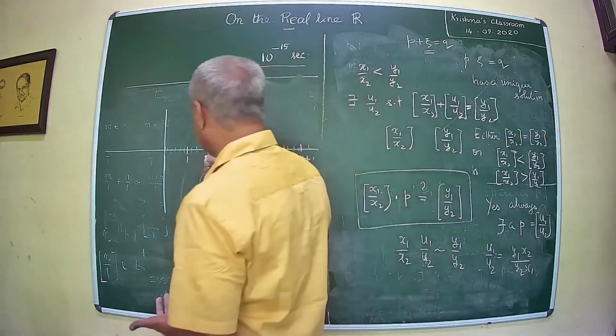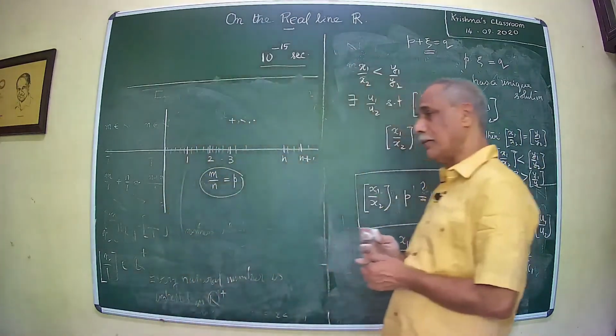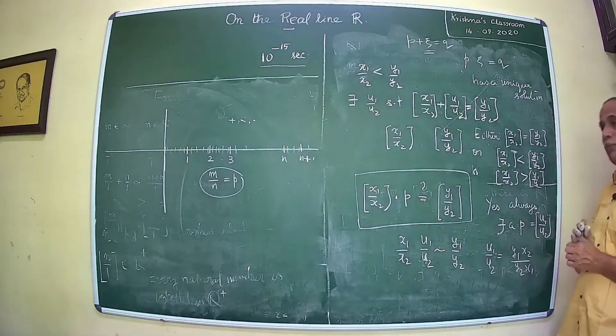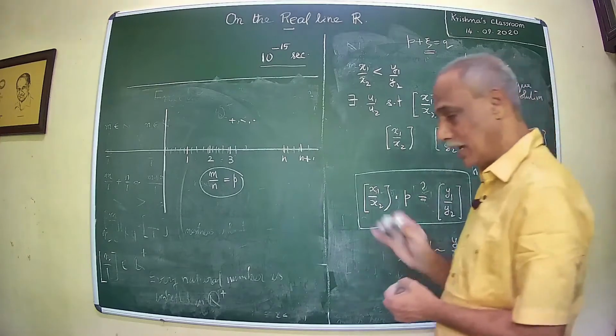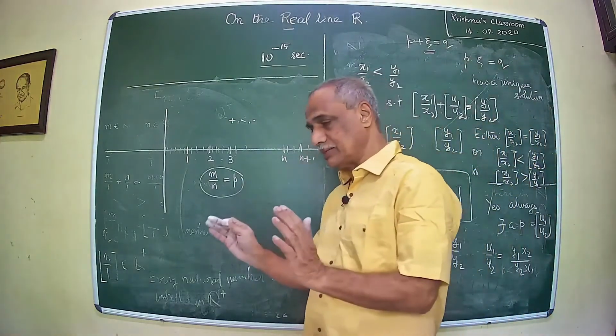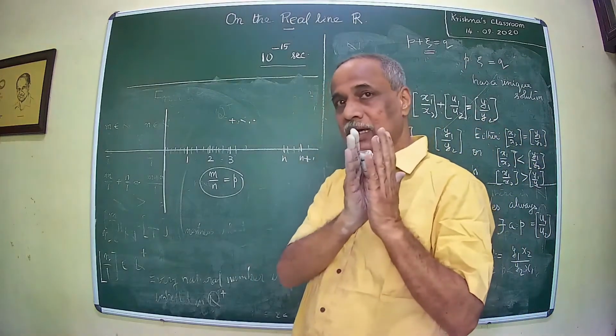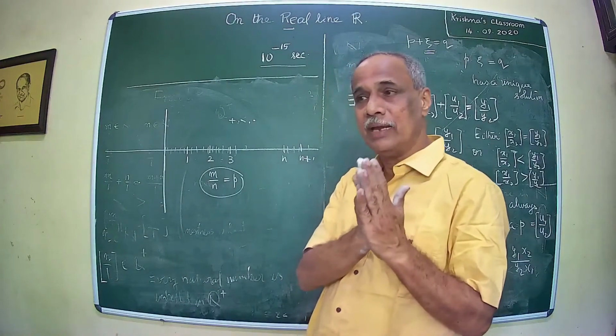But you see that a few things happen. You remember on N we proved that every subset has a lowest element.